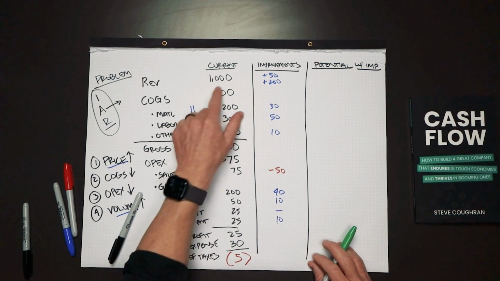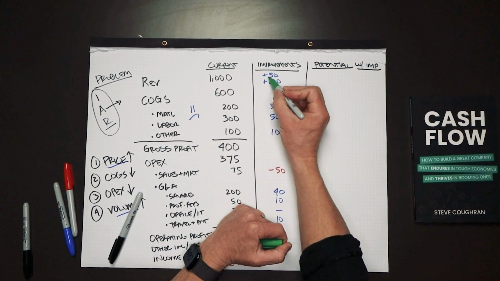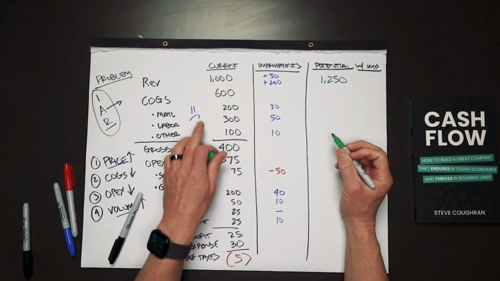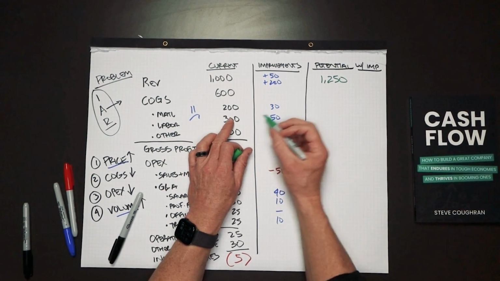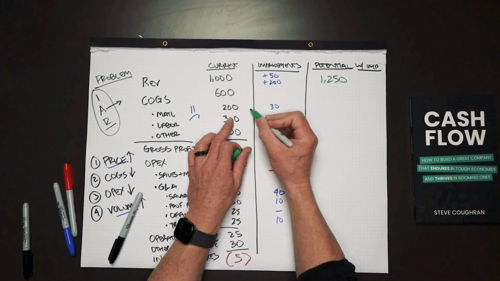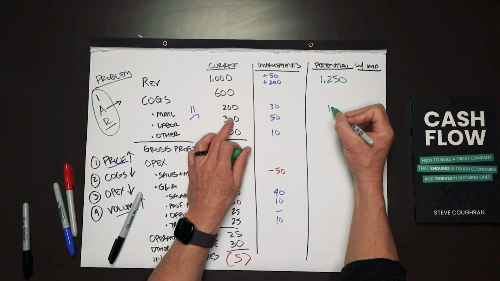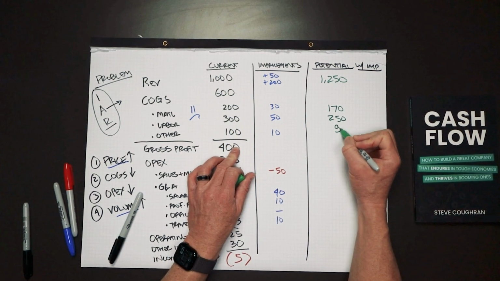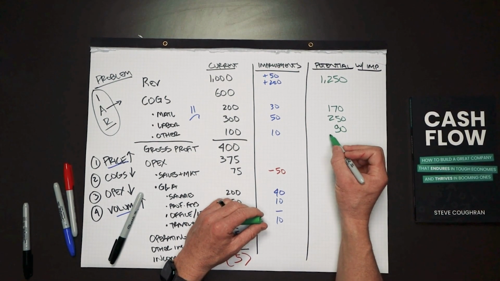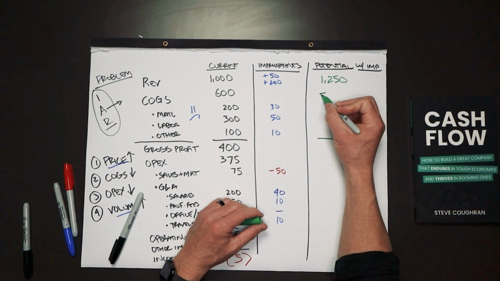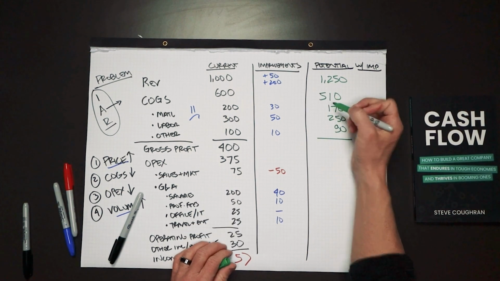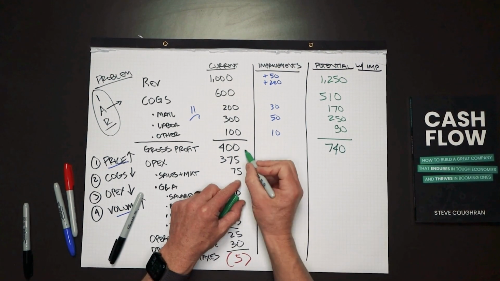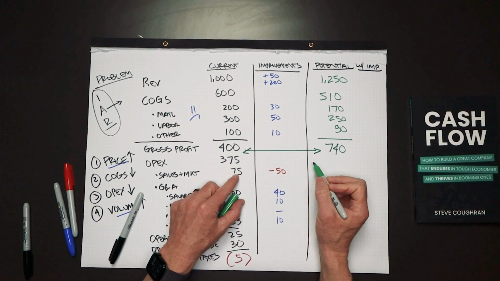Over here, we'll just do it in green. So now revenue goes from 1,000 plus 50 plus 200 to 1,250. Our cost of goods sold goes from 200, and this is subtracting out 30 because that's a $30 upside. So we go 170. Here, this goes to 250, and this goes to 90. So if I add all these together right here, it's 510. I take 1,250 minus 510. That leaves me with 740 in gross profit. Look at that improvement just right there, 400 to 740.